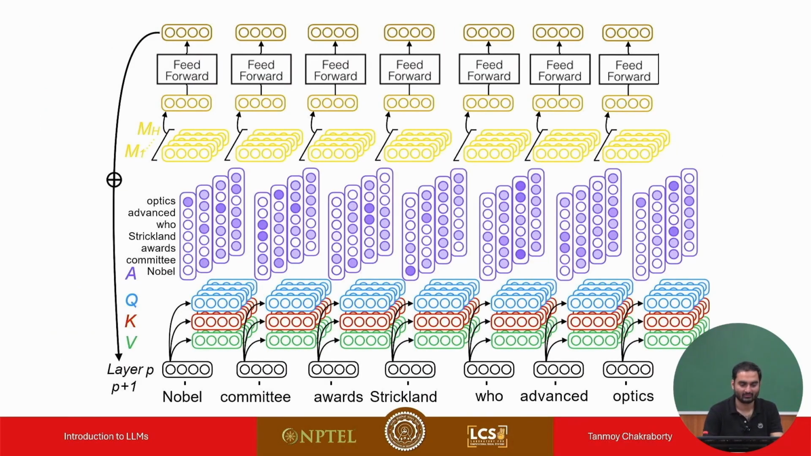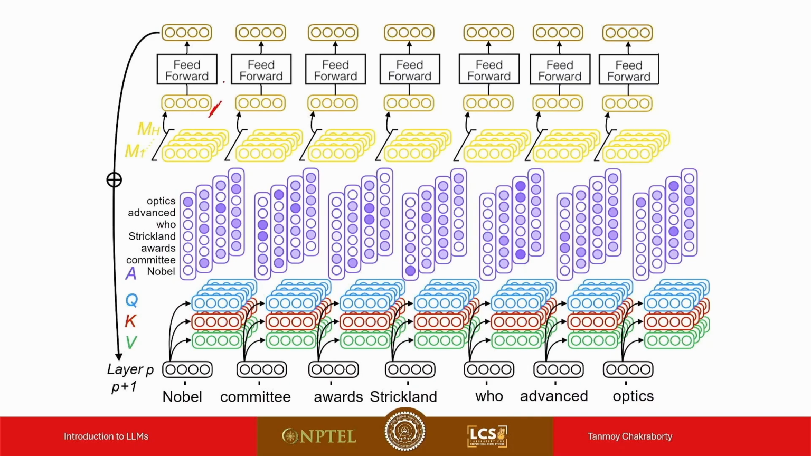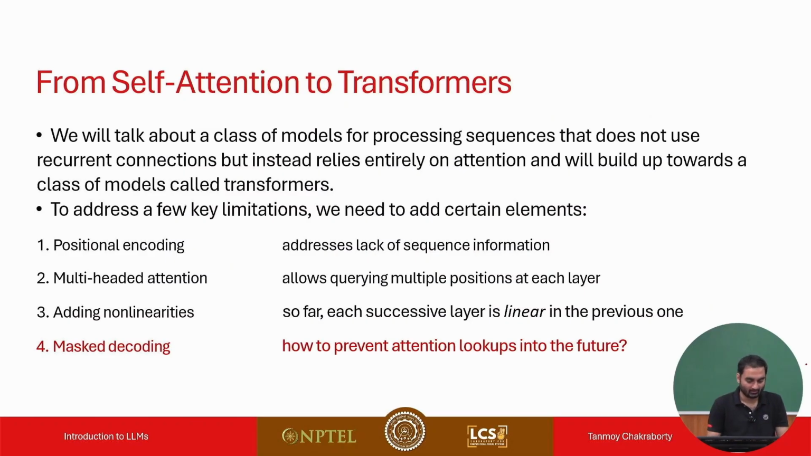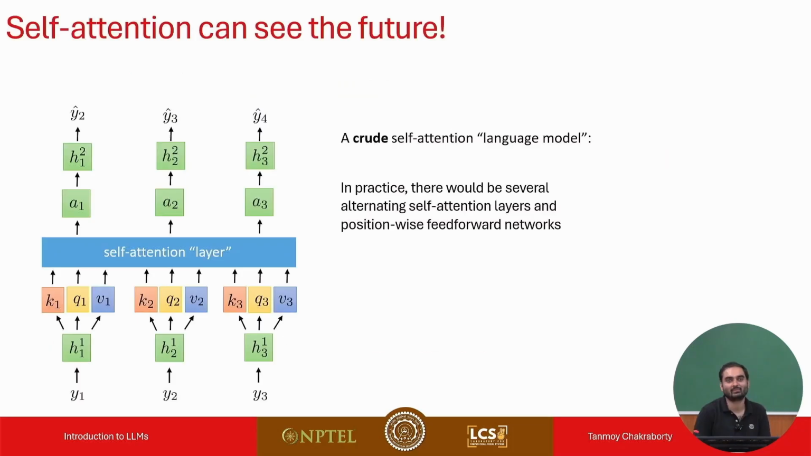Okay, let's move on. This is the resultant picture now. So far we discussed up to this part. Now we have a feed-forward network which will result in another vector, so we have added non-linearity. Now let's look at masked attention. We have missed out some very subtle details in self-attention.